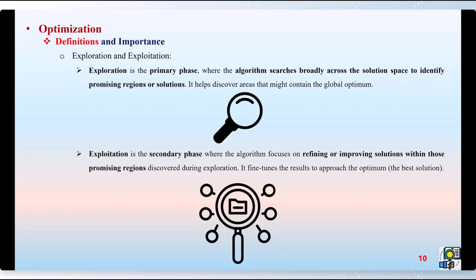In optimization, we have exploration and exploitation. Exploration is the primary phase where the algorithm searches broadly across the solution space to identify promising regions or solutions. It helps discover areas that might contain the global optimum. Exploitation is the secondary phase where the algorithm focuses on refining or improving solutions within those promising regions. So basically, it is a search inside the search.